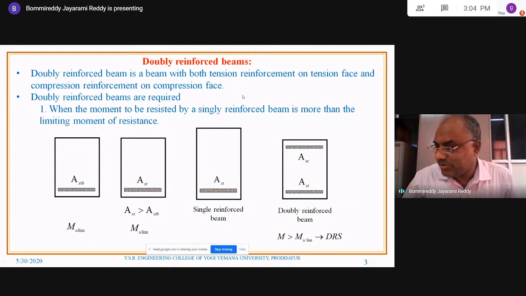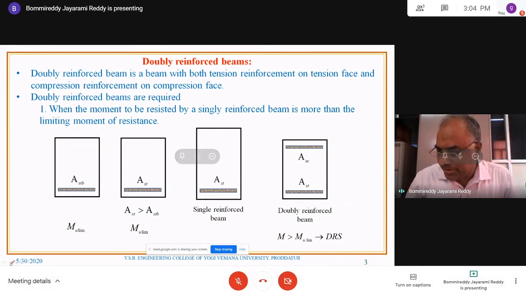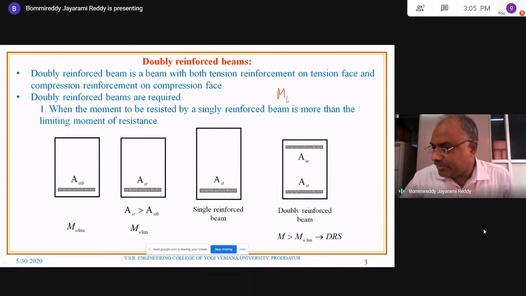In the last class, you have also seen when the moment acting Mu is more than Mu limit, there are two different options. What is Mu? Mu is the bending moment or ultimate moment, based on the ultimate loads. Whereas Mu limit means the ultimate moment carrying capacity of the section, the ultimate moment carrying capacity of the balanced section.